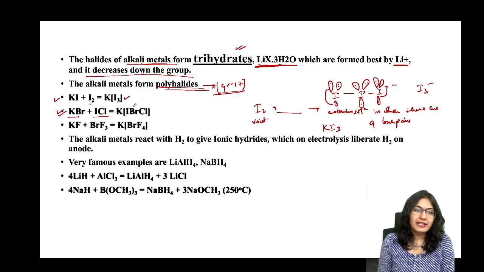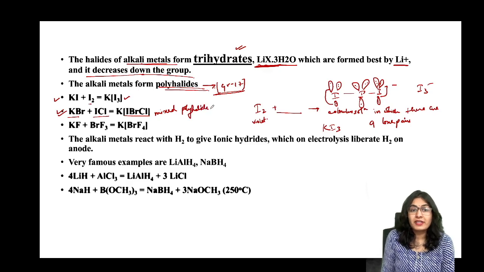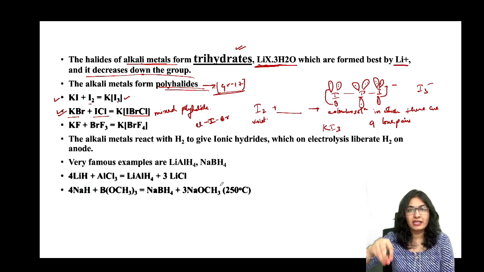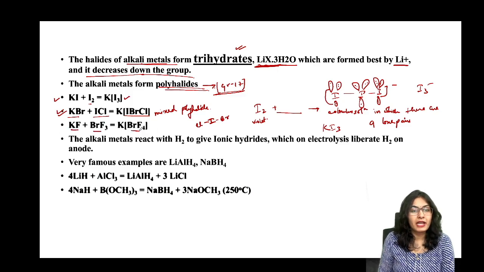KBr plus ICl, this is going to give you a mixed polyhalide. This is a mixed one. And who is reacting with whom? See here, I is connected with Br and Cl, because you know I is iodine. This is the most electropositive. So the most electropositive stays at the center only, like this. Then KF plus BrF3 will give you KBrF4. This you have also studied in the acid and base concept.